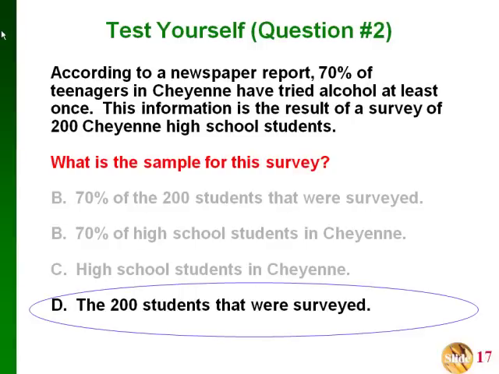The correct answer for this would be the 200 students that were surveyed. Remember again that it doesn't make any difference how they responded to the survey. It's just everybody that participated in the survey, no matter what their answer to the question was.